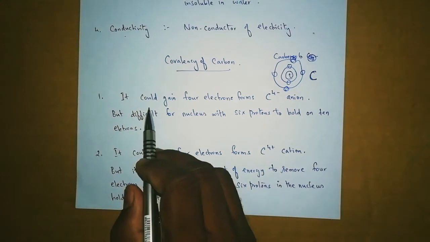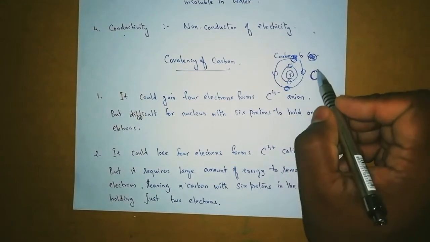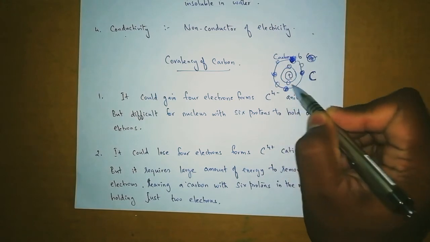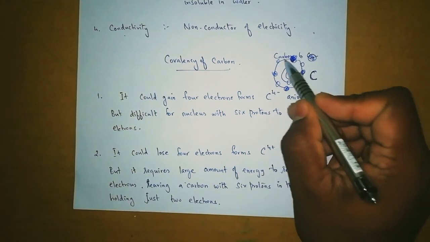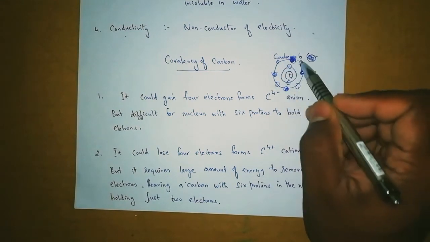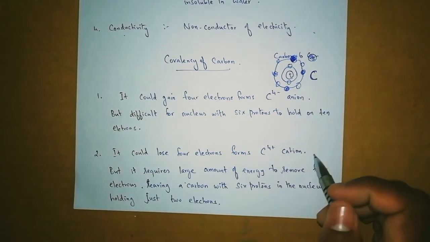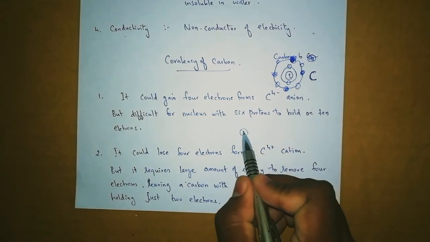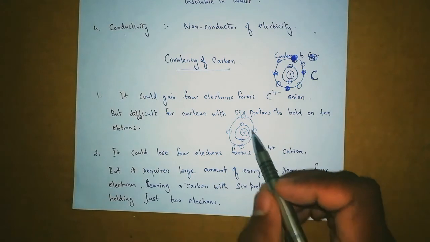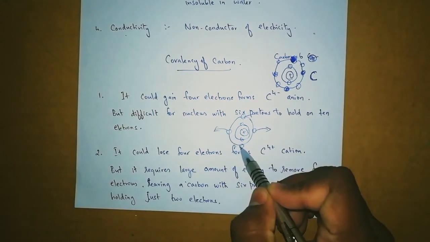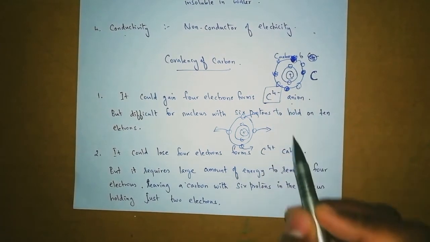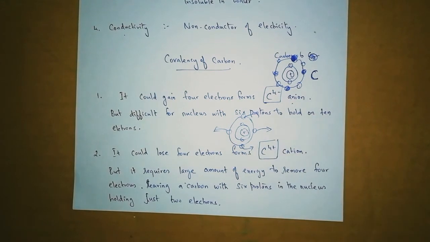It could gain 4 electrons. One possibility is that it needs to gain 4 more electrons to form an octet configuration. Am I right? If it gains 4 electrons, it will become 1, 2, 3, 4, 5, 6, 7, 8, an octet configuration. This is one possibility. The other case is that it needs to lose all these 4 electrons. Either it should become a C4 minus anion, or a C4 plus cation.